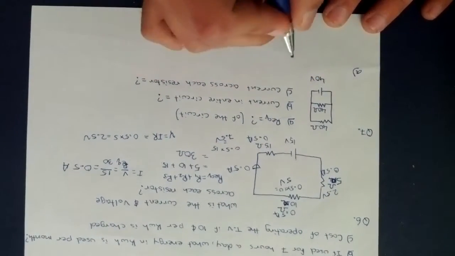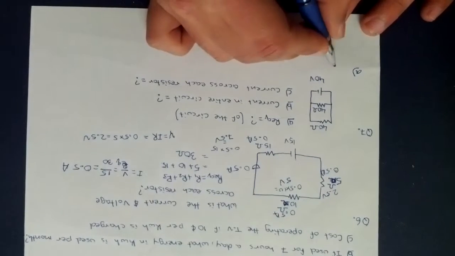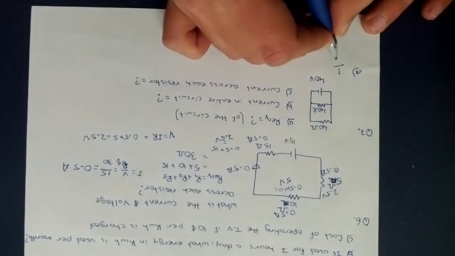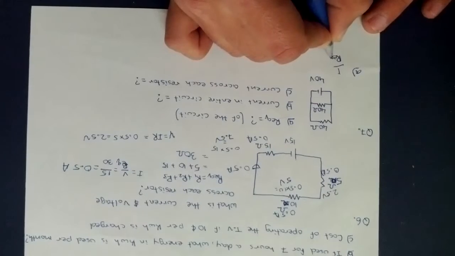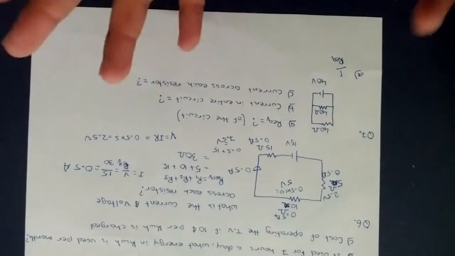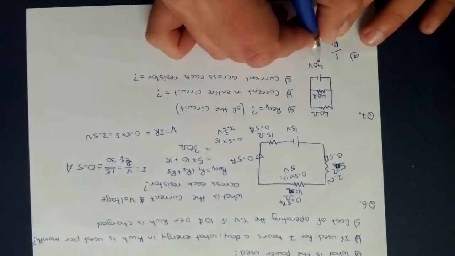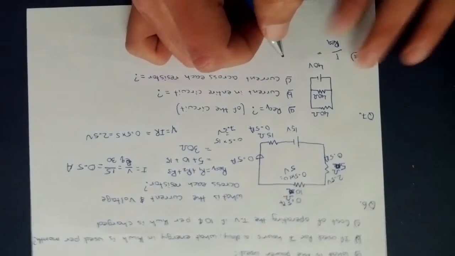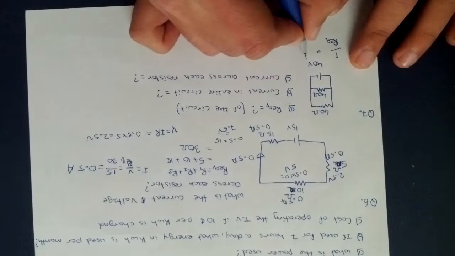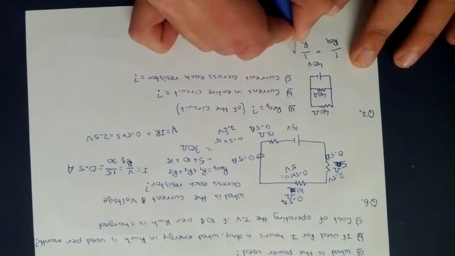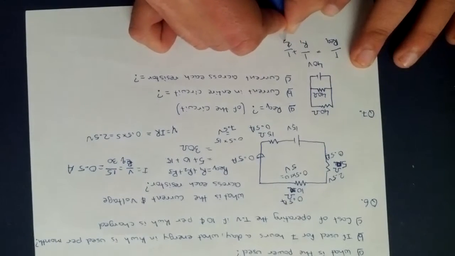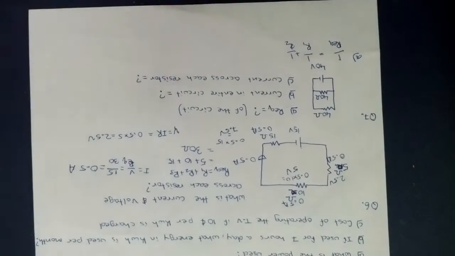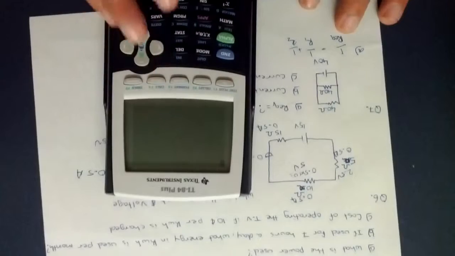What is Req? We can use the formula we've been given, which is 1 over Req equals 1 over R1 plus 1 over R2, but that takes a lot of time, and we can get the same answer using the inverse function.